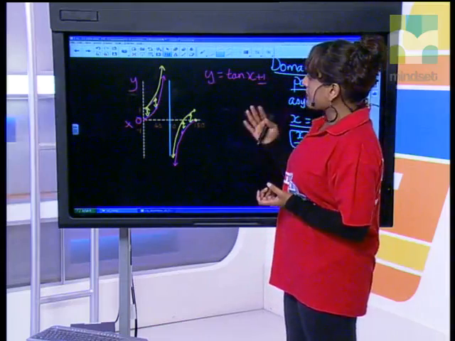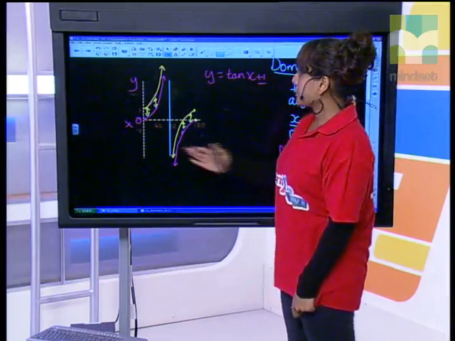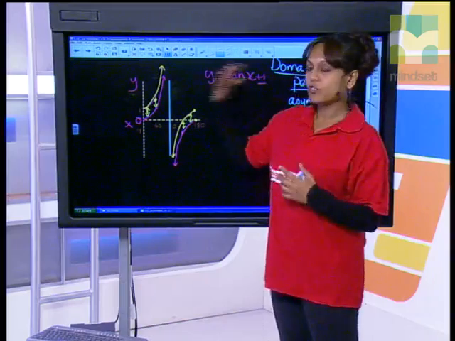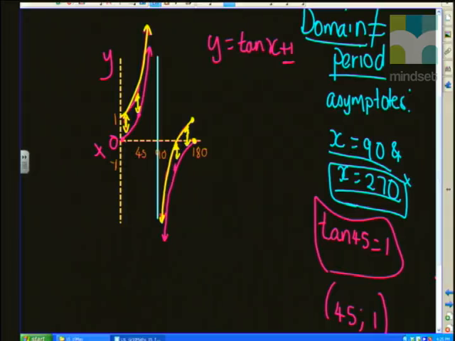All right, and then remember guys, you need to show those key points. So I've shown you on the pink graph, 45 and 1 was the original point, but on your new graph, you also need to show that the key point is no longer 45 and 1, it's going to be 45 and 2. Okay, so that's a key point on your new tan function. Similarly at 180, it's no longer 180 and 0, it's moved up to 180 and 1. Hopefully you all understand that.